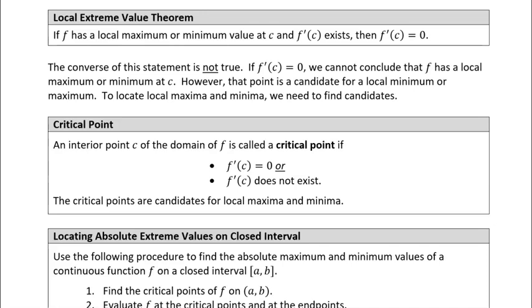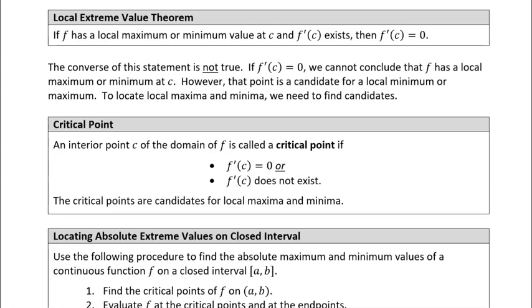The local extreme value theorem just says that if the function has a local maximum or minimum at a point, and the derivative at that point exists, then the derivative has to be equal to 0. So, I think that makes sense. You probably saw it with the graphs.